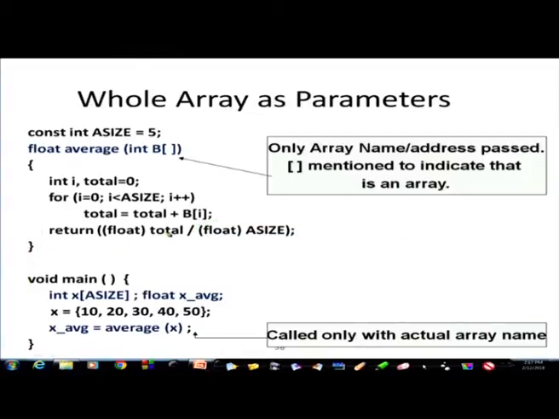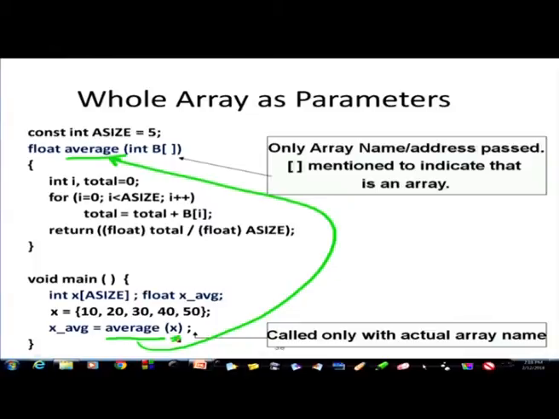That is the purpose of this float, but the main contention here is that I have passed this array B, but who passed it? The main function. Let us study the main function. x is an array of size 5, and x average is some variable, and x has been assigned 10, 20, 30, 40, 50. x average I will compute, but I am calling this function average from here, and I am passing x.